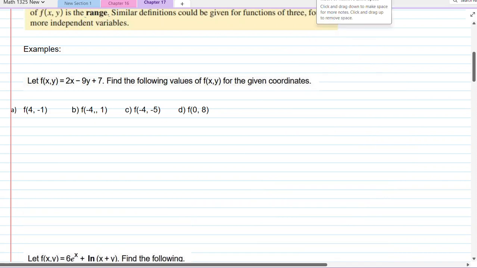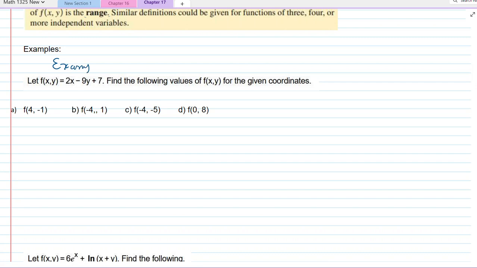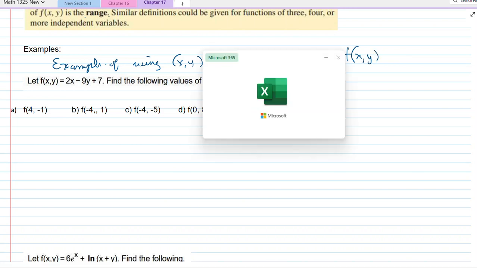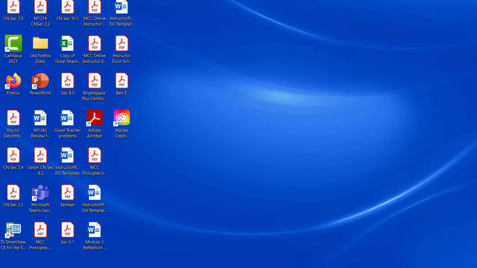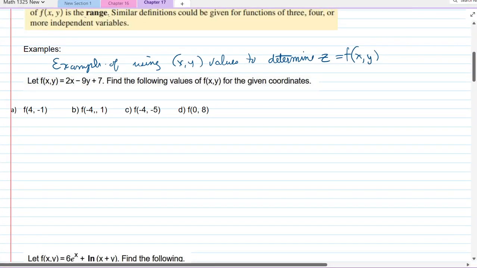And we have this example. First is using x, y values to determine which is now f of x, y. So our z variable is now f of x, y. So, sorry about that. I need my glove, don't I? Let me get my glove.